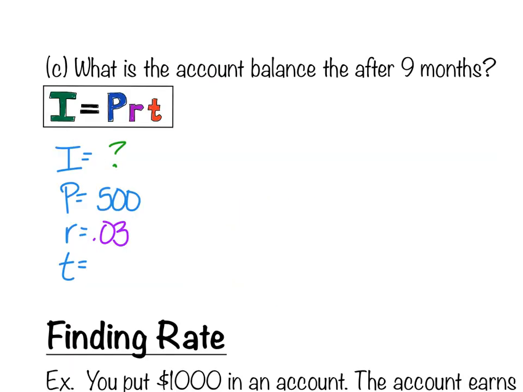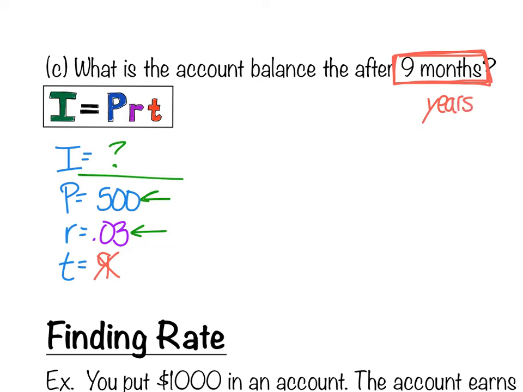All right, part C of this problem says, what is the account balance after 9 months? So everything being the same, we still have $500 for the principal. We still have an interest rate of 3%. We still are trying to find what the interest is here so we can find the account balance, but they've changed our time to now be 9 months. So a common mistake here would be to plug 9 in for time, but that's not true, okay? Because time, remember, is always measured in years. This is not a full year. Plugging 9 in would mean that you're doing 9 years. So that's not how long it's in for.